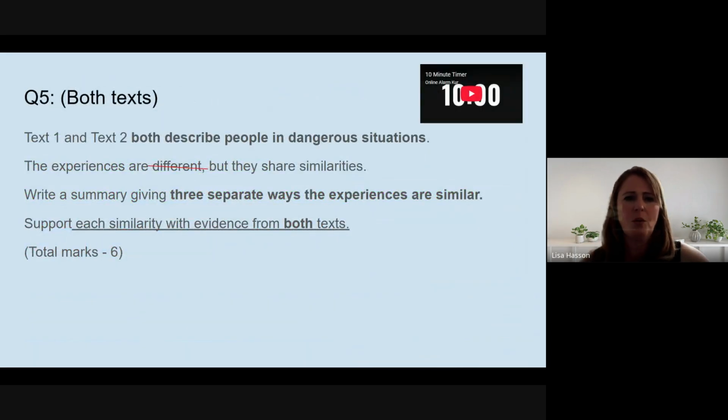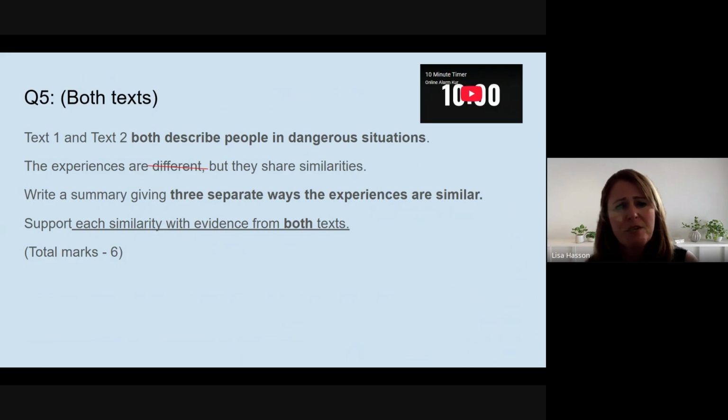Okay, on question 5 then, we have our first comparison question. And again, this part here is the only part that's going to be different when you sit your exam, that both text 1 and 2 in this case describe people in dangerous situations. Obviously the focus is going to be different depending on what text you've got. The rest of it, or this bit here, is going to be exactly the same on the 5th of June 2026, or whenever else you might be sitting this paper, depending on when you're watching the video.